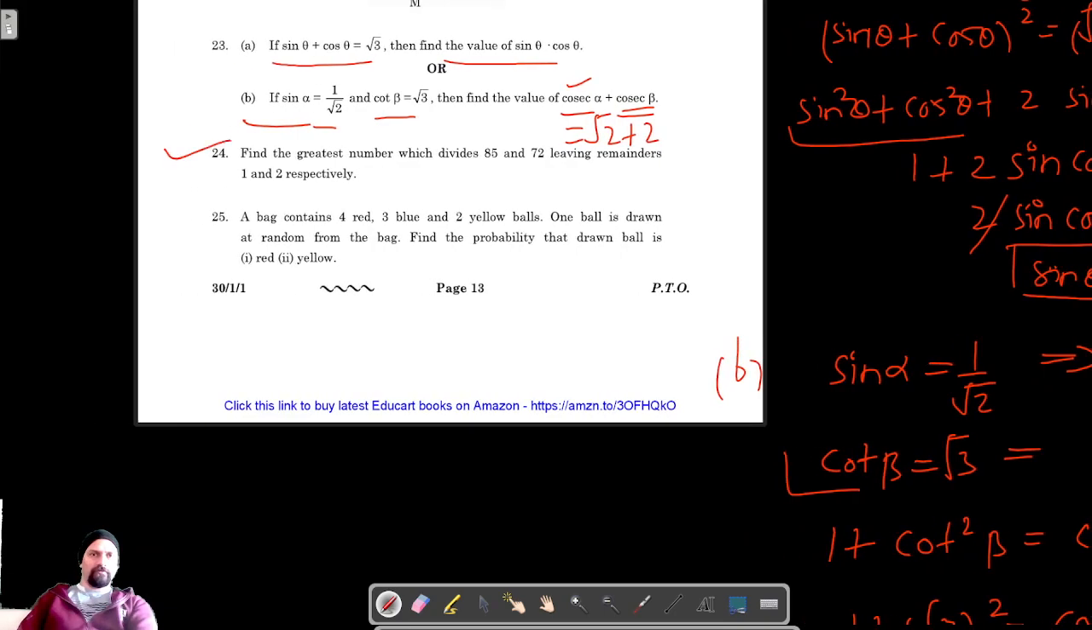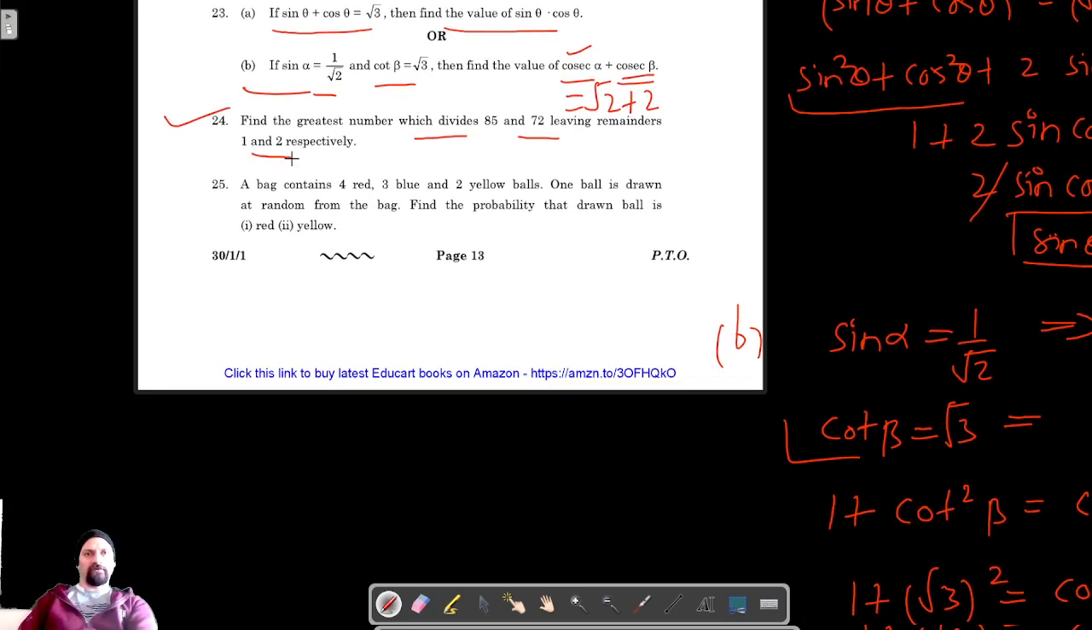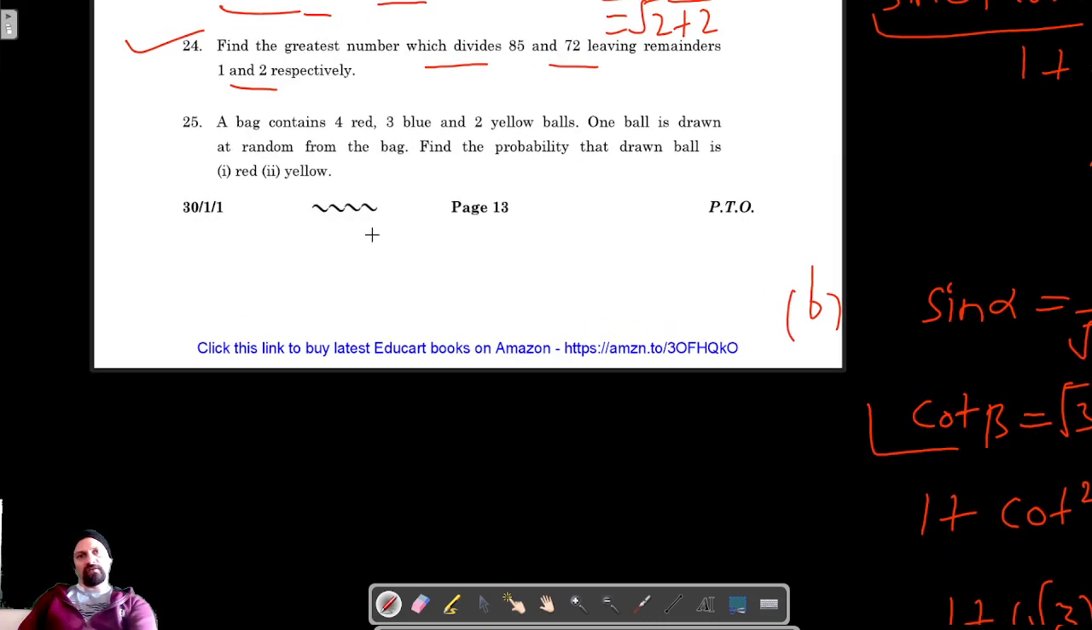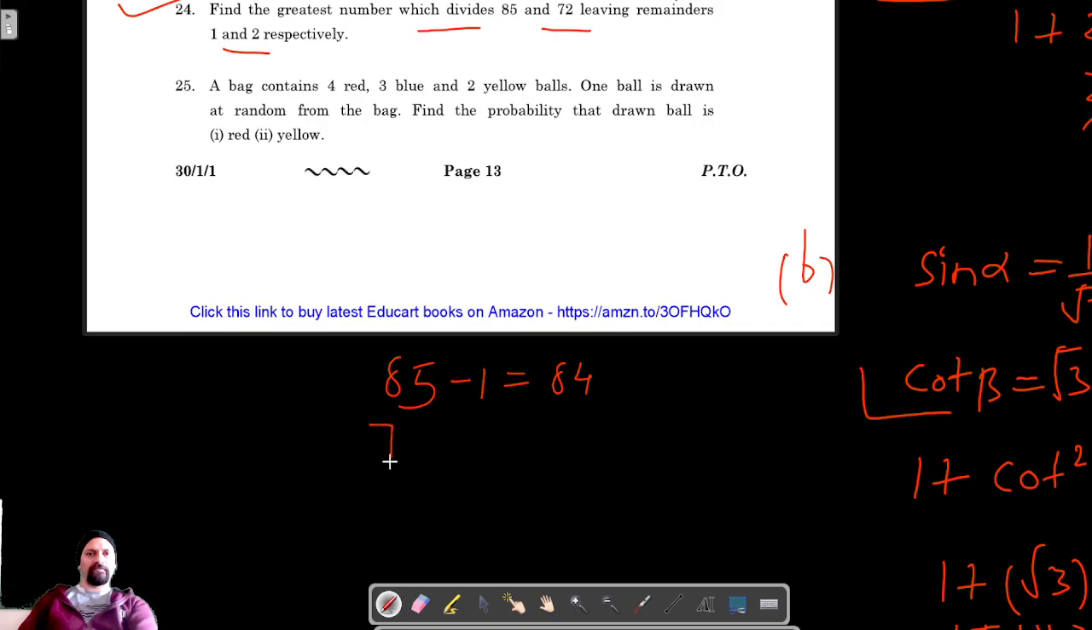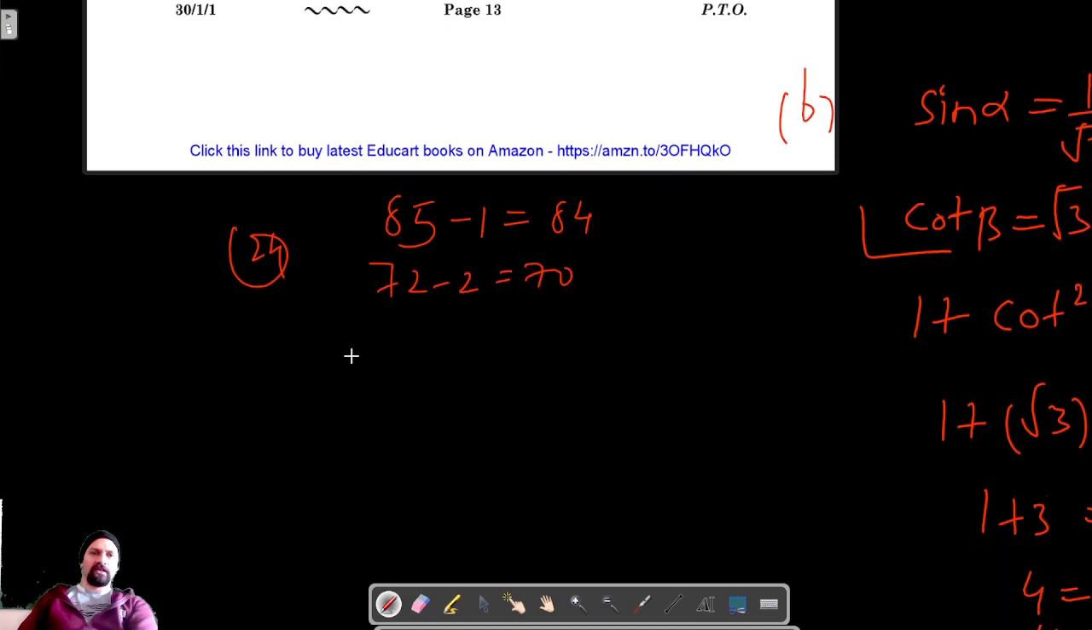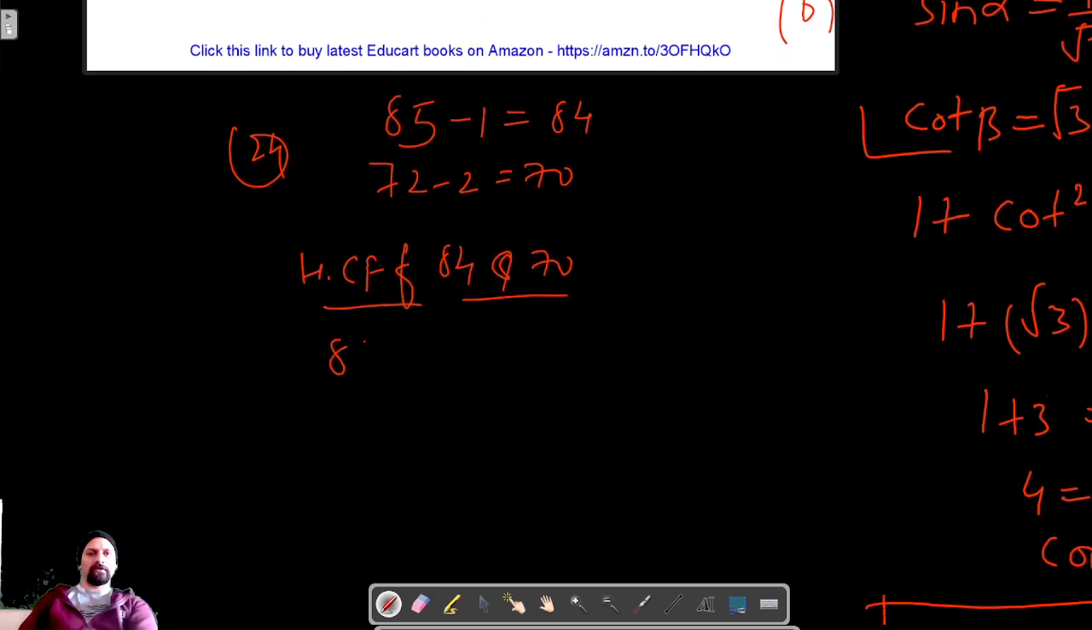For question number 24, we have to find the greatest number which divides 85 and 72, leaving remainder 1 and 2. So 1 and 2 have to be the remainders for 85 and 72. Let's subtract 1 from 85, which is 84, and subtract 2 from 72, which is 70. This is question number 24. Now let's find the HCF of 84 and 70, so that we can get the greatest number which will divide 84 but leave remainder 1 in the case of 85, and divide 70 but leave remainder 2 for 72.